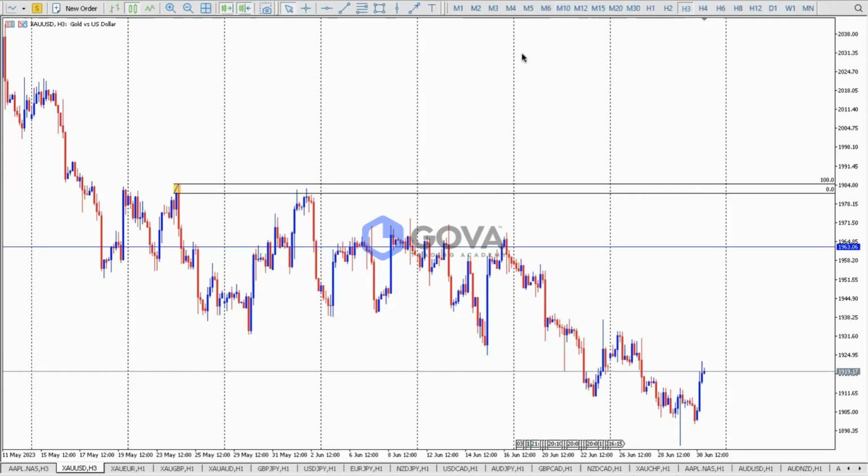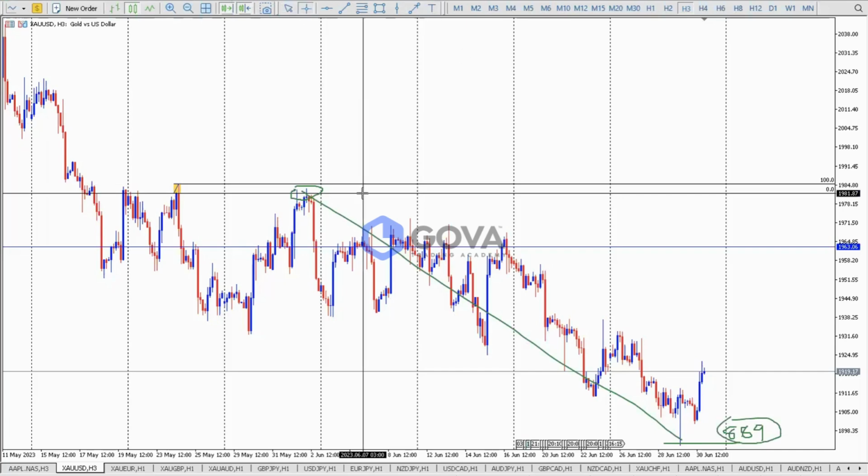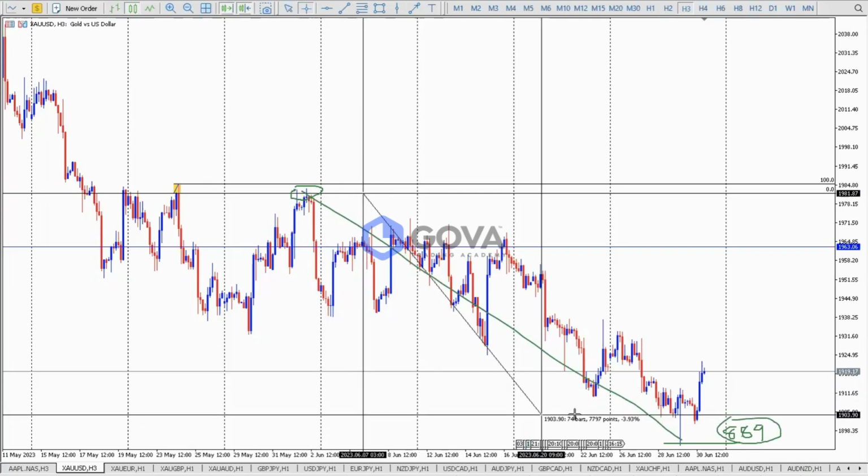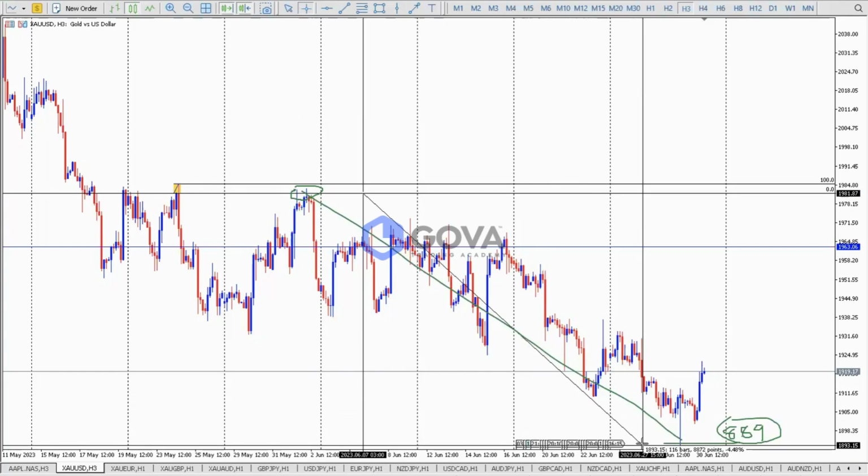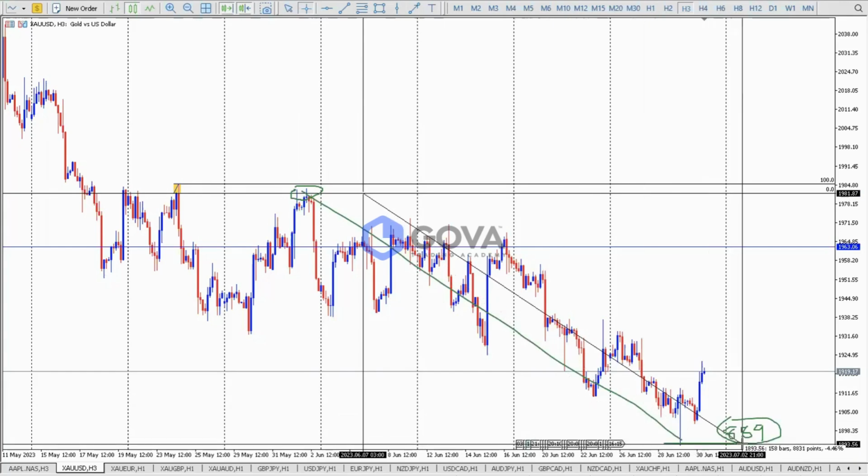Now you can see this is what happened in the trade for last month. From here, when the market triggered, the market went down all the way down to this area, and that area gave us 889 pips. As you can see, let me calculate it again. You can see that's 889 pips.